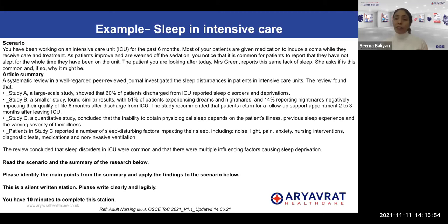So once you have this evidence with you, it becomes so much easier for you to explain it to Mrs. Green, because you can now say with evidence and with facts that yes, it is something which we see quite commonly and which is expected, and reassure the patient. So you will be given something like that, and then you have to identify the main points from the summary, and you need to apply the findings to the scenario below.